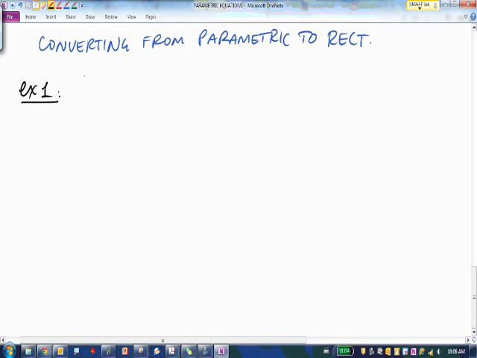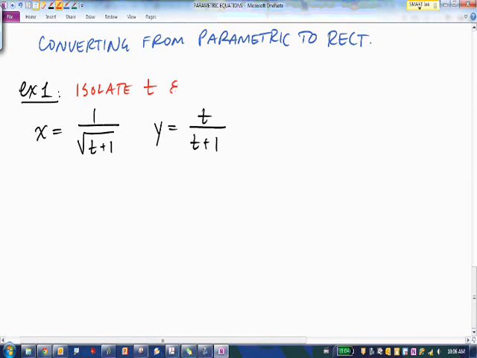For the first example, let's take a look at the equations that we had, which was x is equal to 1 over square root of t plus 1, and y was equal to t over t plus 1. This was the last graphing example that we did. The strategy here is actually to isolate t and substitute.